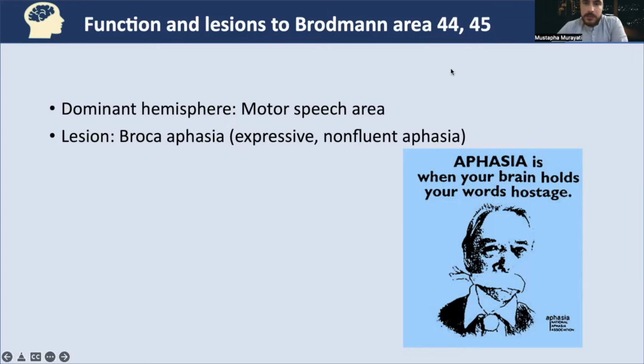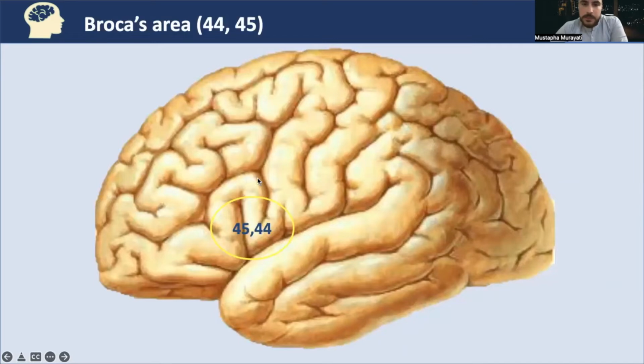A lesion in Broca's area, Brodmann areas 44 and 45, will produce Broca's aphasia, also called expressive aphasia or non-fluent aphasia. Indeed, if you have a close look at this area, it is close to the area represented in the motor cortex for the pharynx, the larynx, the lips, the tongue, the face area, which are all responsible for production of speech. So since it's in close proximity to these areas, we can imagine there's a problem in speech production. So the patient can understand what he is being told, but he cannot respond.